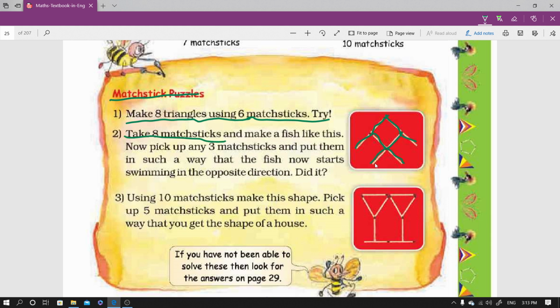Take 8 matchsticks and make a fish like this. Now pick up any 3 matchsticks and put them in such a way that the fish now starts swimming in the opposite direction. Did it?